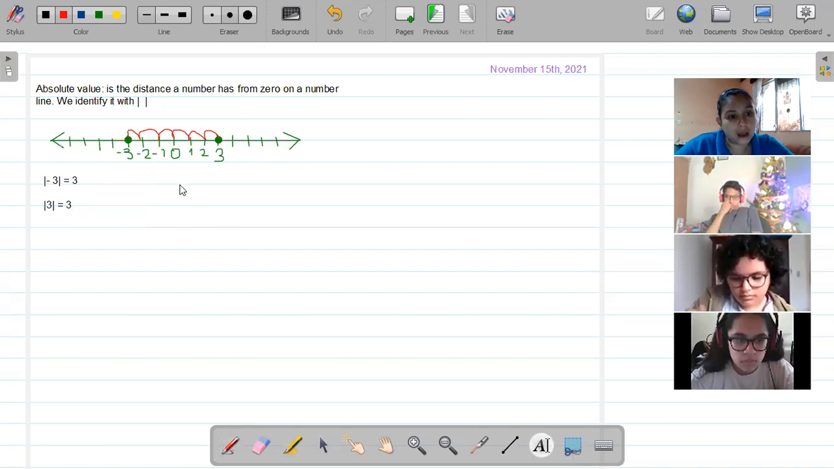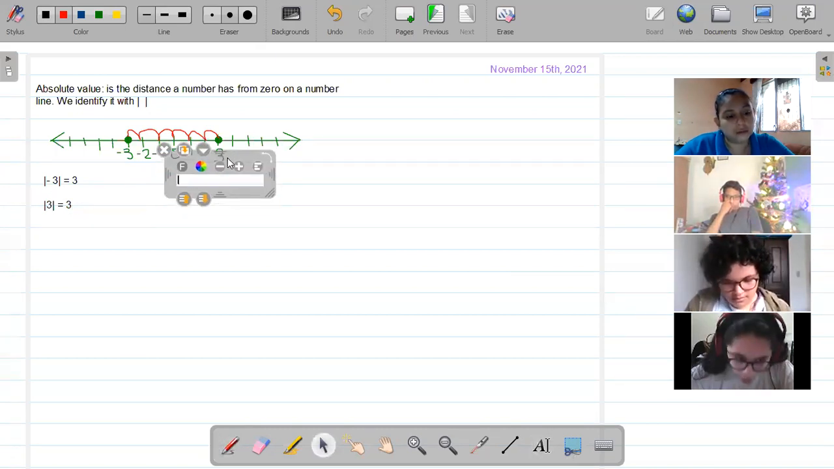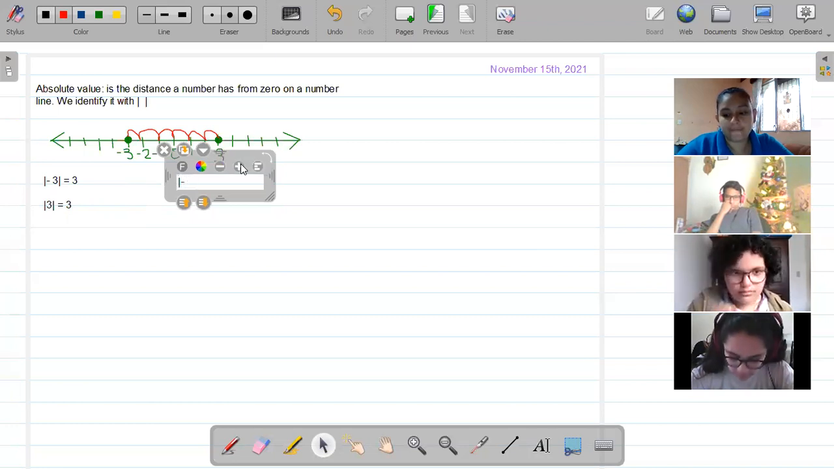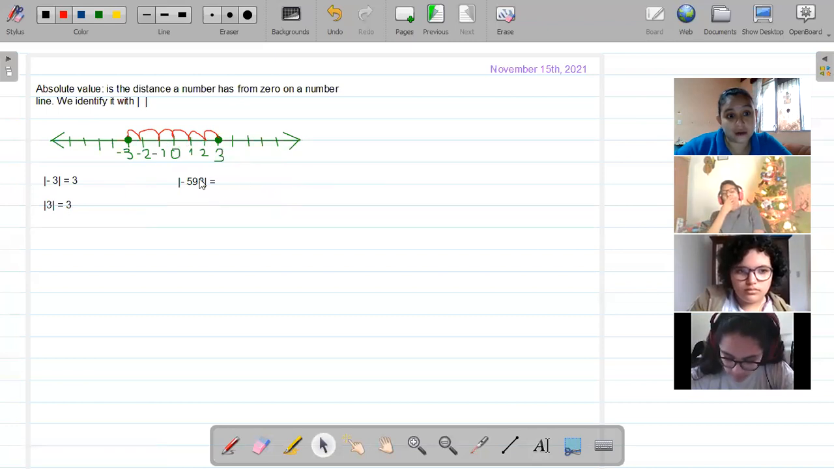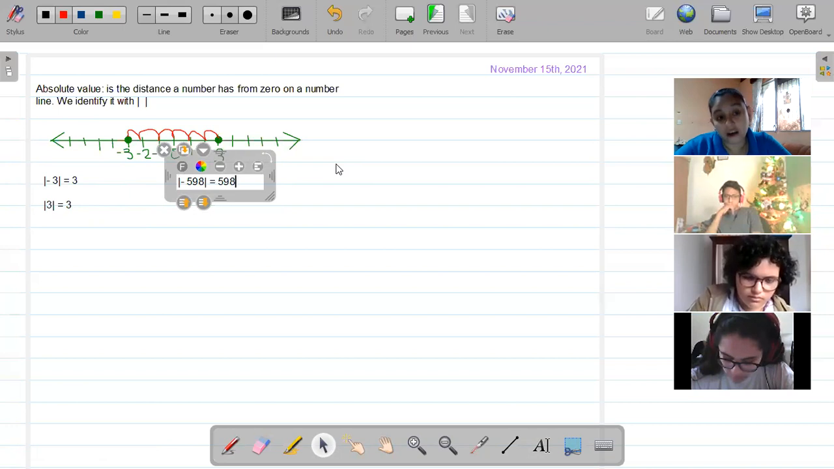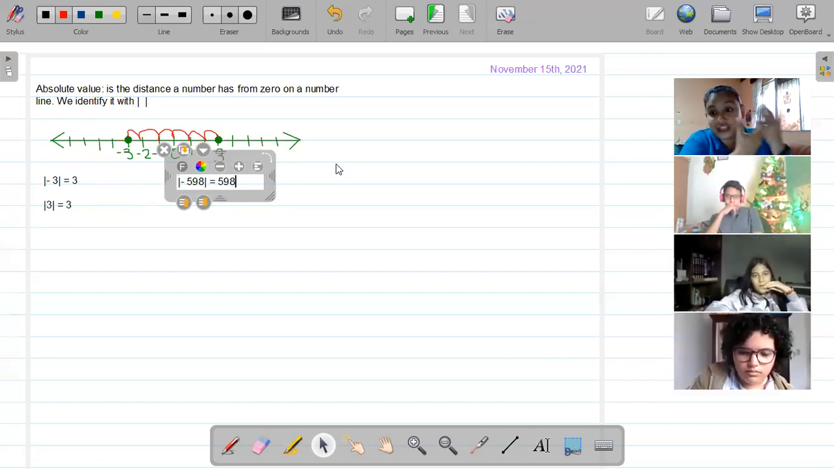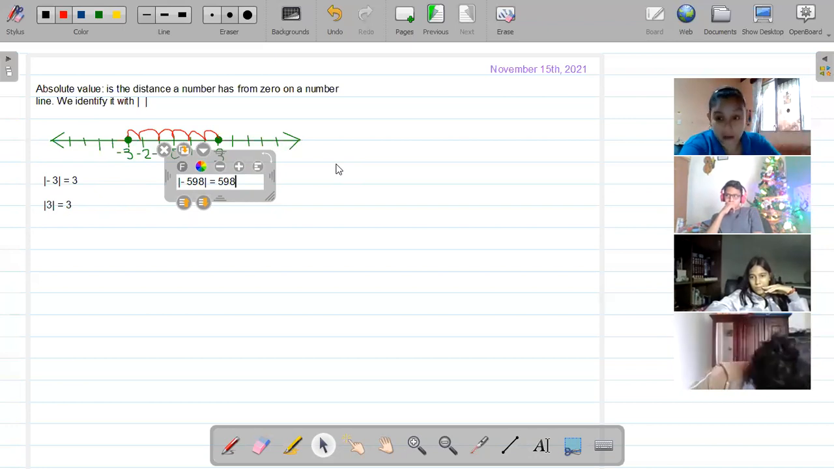But what if I say, what is the absolute value of -598? Are you going to be counting all of the spaces? No, right? You're going to say that the absolute value of -598 is 598 positive. Exactly. It is a positive number because it is a distance. We saw this already, so you are supposed to manage this already.